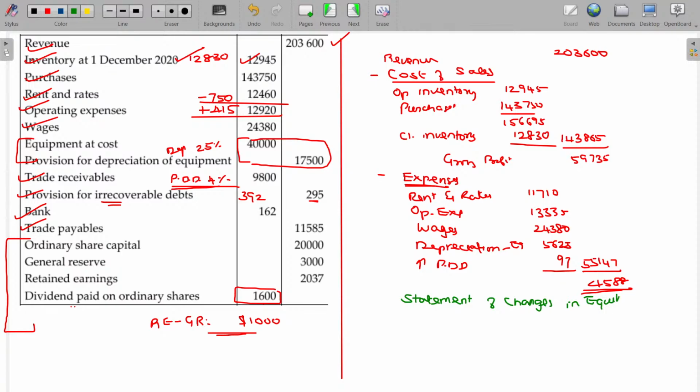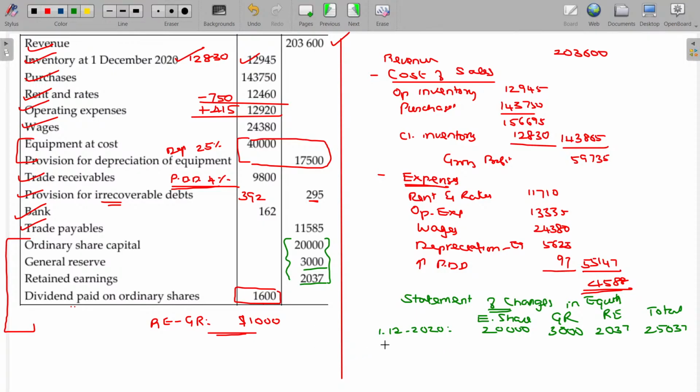Okay. And in the year beginning, these are the values. 1st December 2020, balance for equity share, general reserve, retained earnings, and total. In the year beginning, we have 20,000 rupees equity, 3,000 general reserve, and 2,037 retained earnings. The total being 25,037.